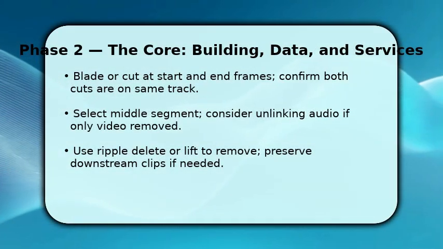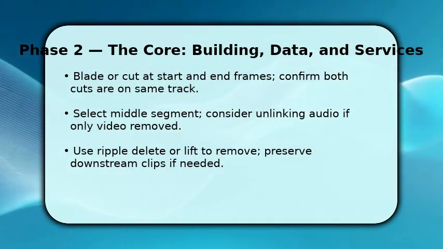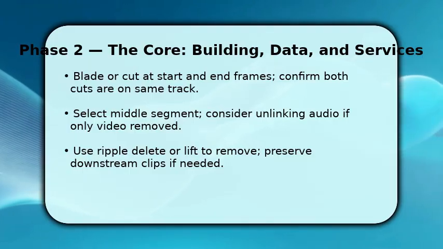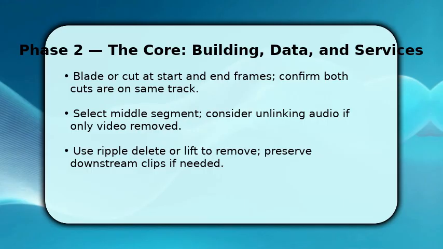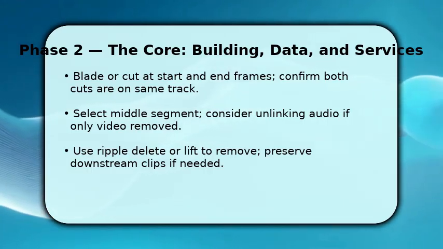Now you cut the clip at the first unwanted frame, then move to the last unwanted frame and cut again. That creates a middle segment to remove. Once done, select that segment, unlink audio if you intend to remove only visuals, so you don't accidentally drop dialogue.